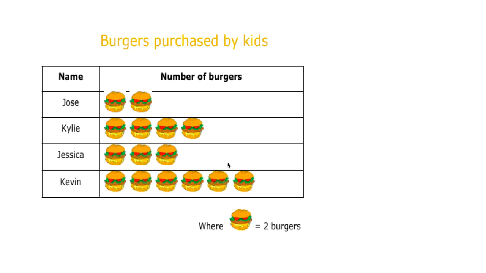Now let's take a look at the pictograph. The title of this pictograph is Burgers Purchased by Kids. I can also see that the kids' names are over here: Jose, Kylie, Jessica, and Kevin. And then I can see the number of burgers that they purchased. My key is telling me that each one of these pictures is worth 2 burgers.